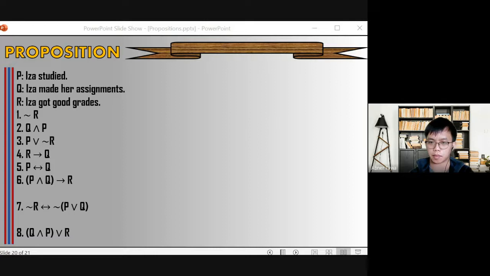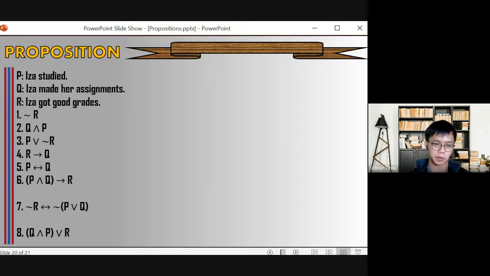Okay, so let's try the example. So yung example natin, for example, yung proposition natin is proposition P. At babakbakan natin yan. Nakikita niyo ba yung example? Okay, can we proceed? Okay, so let's proceed. Let's try to answer the following.